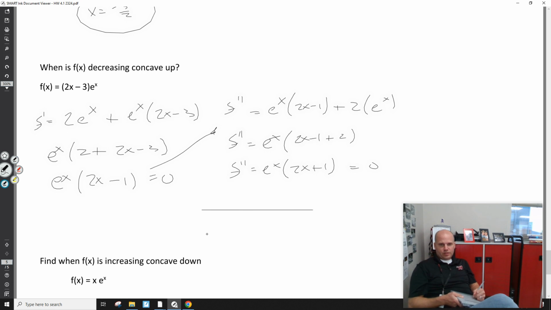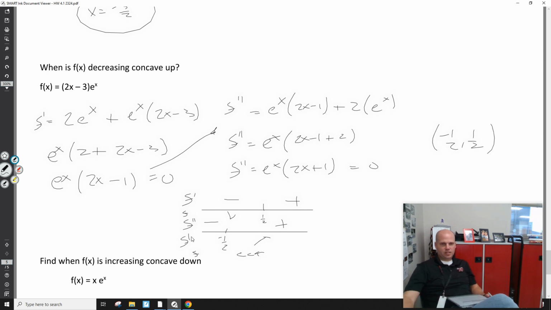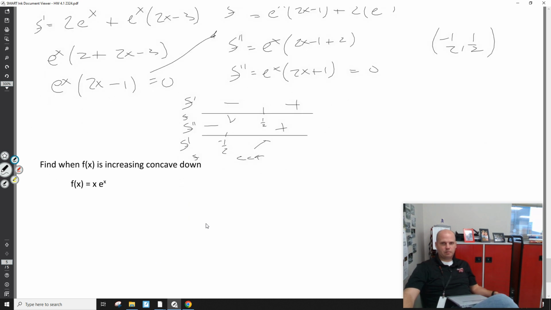First derivative, second derivative, sign analysis. First derivative, second derivative, sign analysis. Positive 1/2 for my first derivative. Negative 1/2 for my second derivative. Positives and negatives, positives and negatives. Decreasing concave up. This is when f is decreasing. This is when f prime is increasing, which means f is concave up. Negative 1/2 to 1/2. Actually, we'll look at them later.